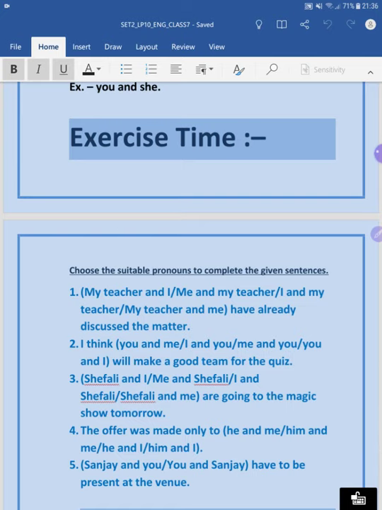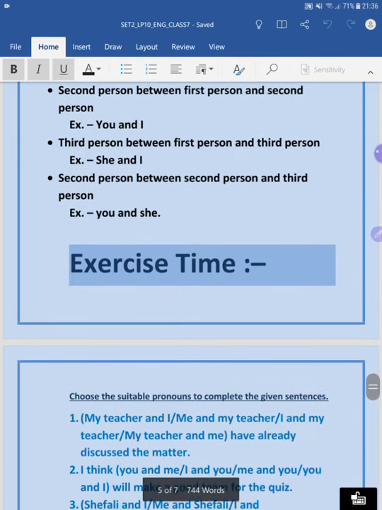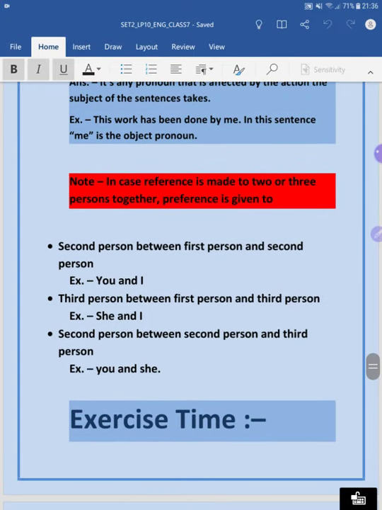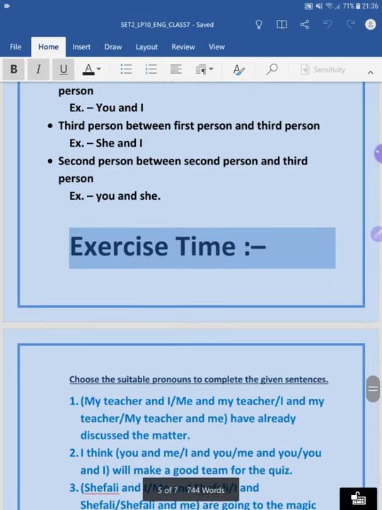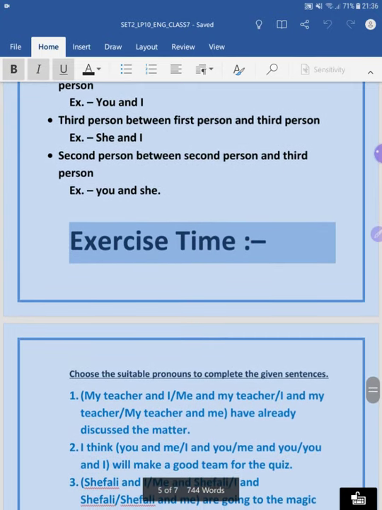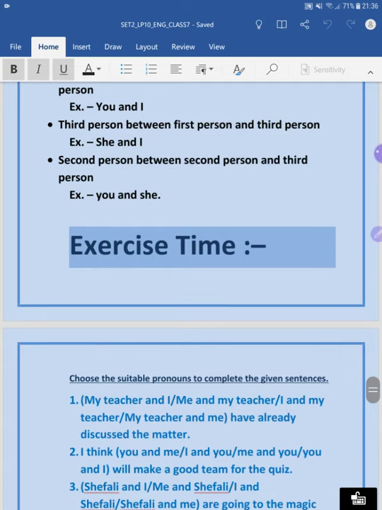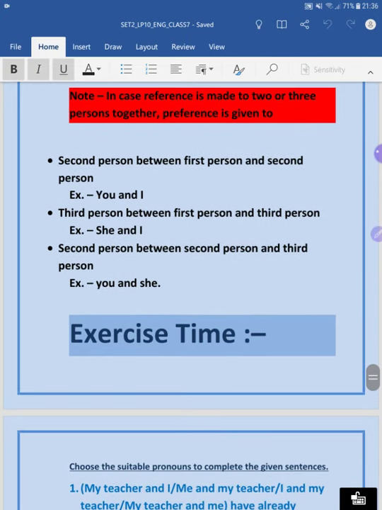To solve this question you'll have to see this note: in the case reference is made to two or three persons together, preference is given to. So according to this, in my teacher and I, my teacher is the third person and I is the first person. So when the thing comes between the third person and the first person, which one is given the preference? The third person is given the preference first.